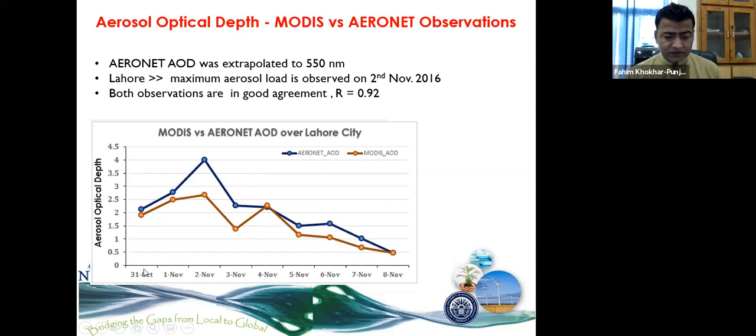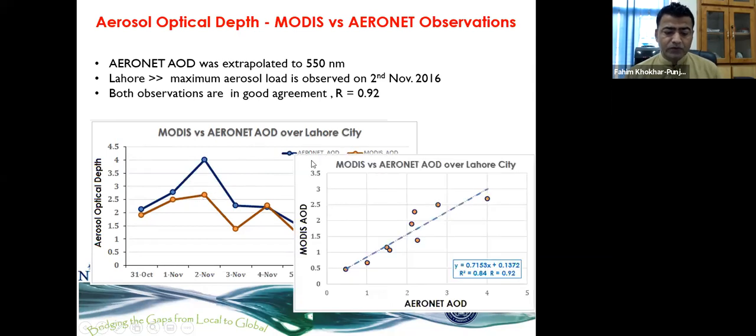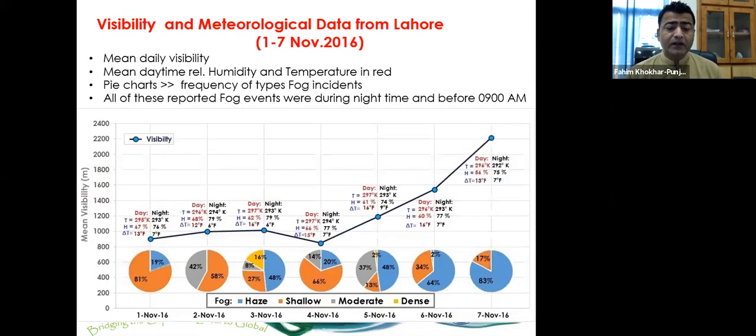We start on the 31st of October, and we have aerosol optical loading over there. Of course, we do expect more aerosol load than normal, but if you compare the correlation, it was quite high, 92%, which was quite good. So that gave us confidence that what the satellite actually observed was exactly what was happening on the ground. Then we see whether it was smog or what else.